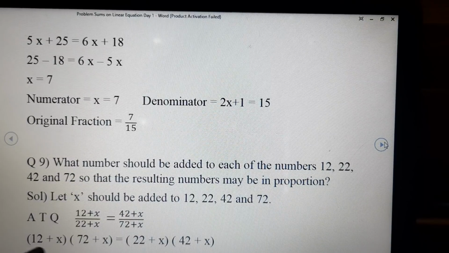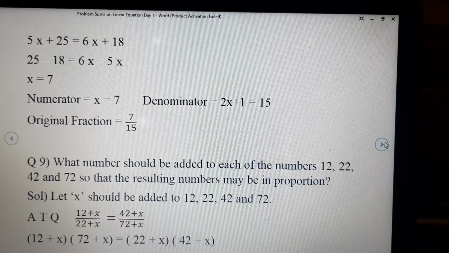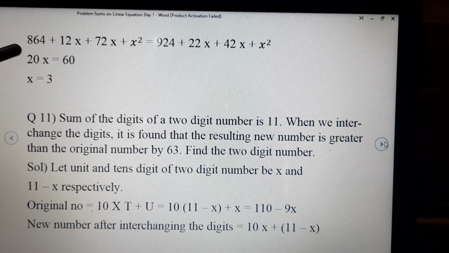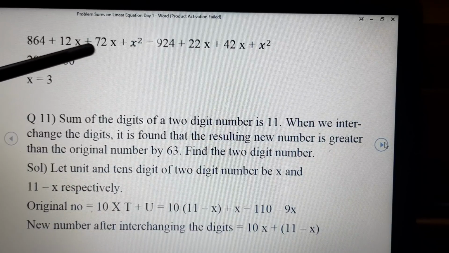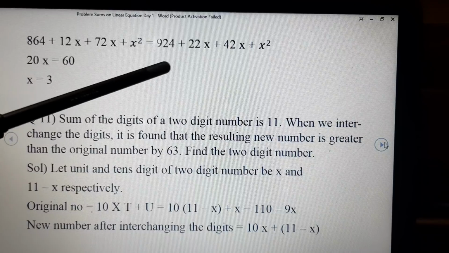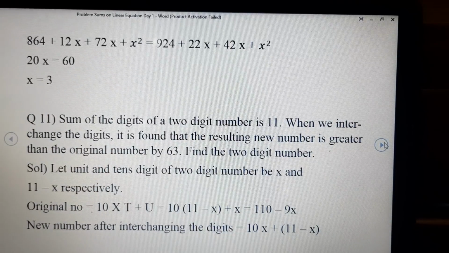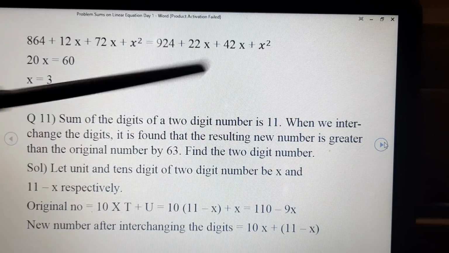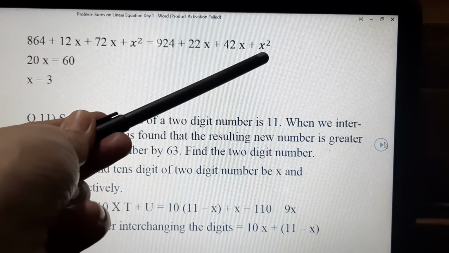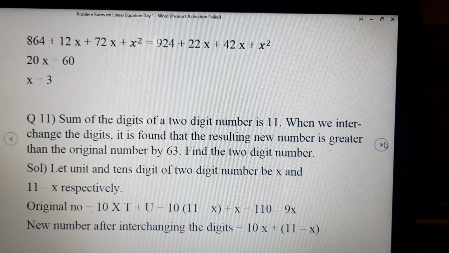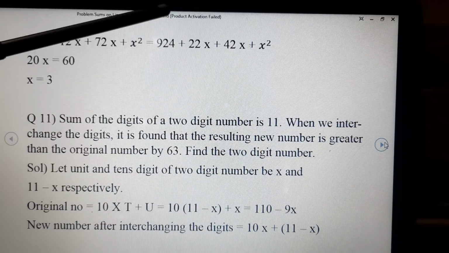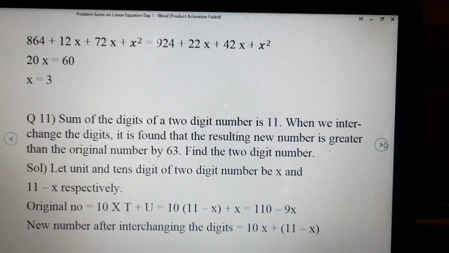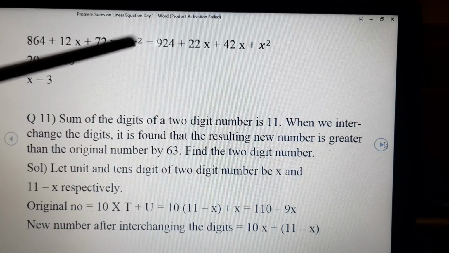When you open the bracket, 12 into 72 plus 12x plus 72x plus x into x, x square. This way you will open the bracket. So 12 into 72 is 864 plus 12x plus 72x plus x square. Likewise the other side also. Very important thing. We have got x square in LHS and x square in RHS. If you bring this x square over here, it becomes minus x square and x square minus x square will be cancelled. Or we can cancel them in this manner also.